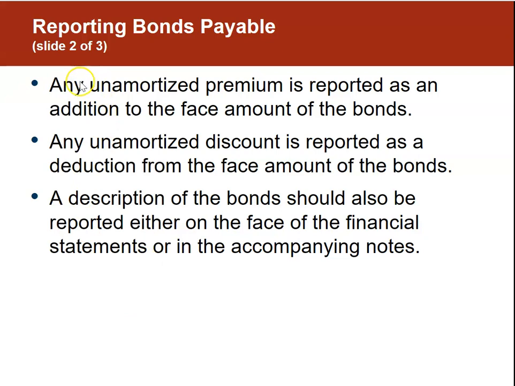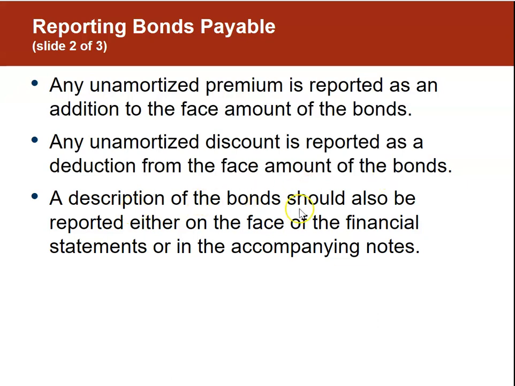Okay, we talked about this, so just a little review. Any unamortized premium is reported as an addition to the face amount of the bond payable. That's because we got more cash and we have to balance. Same thing is true for discounts, or the reverse is true. Any unamortized discount is reported as a deduction from the face amount of the bonds. Well, we have to do it that way because we didn't get as much cash as we did the liability. Remember the example, we got $98,000 cash, but the bond payable is $100,000. Well, we have to subtract that discount from the liability so that we balance 98 and 98. Okay?